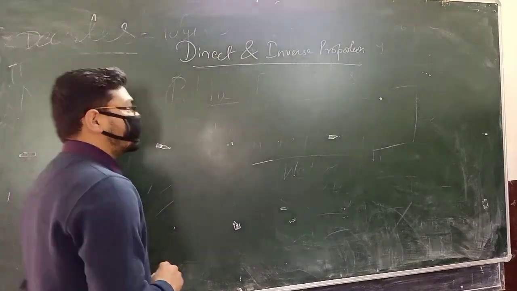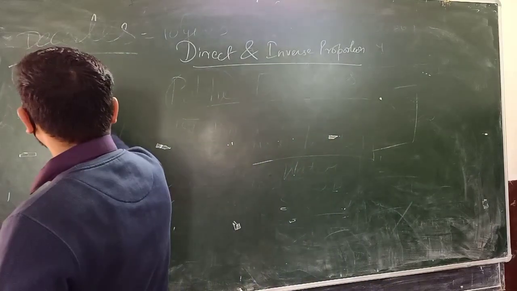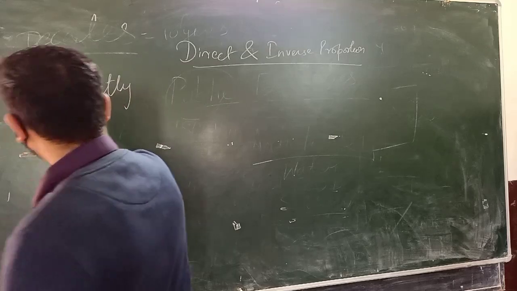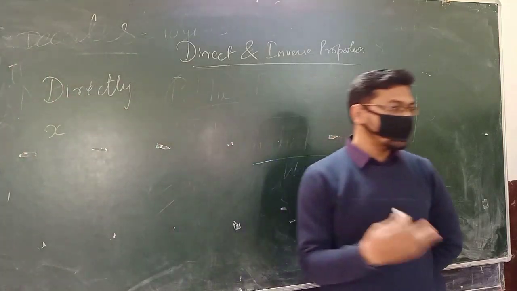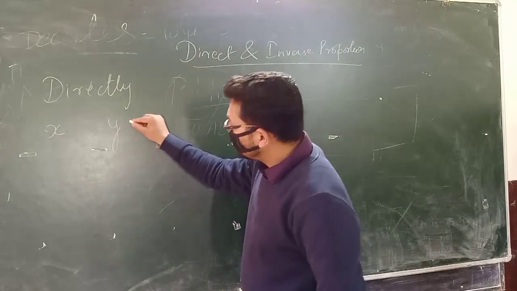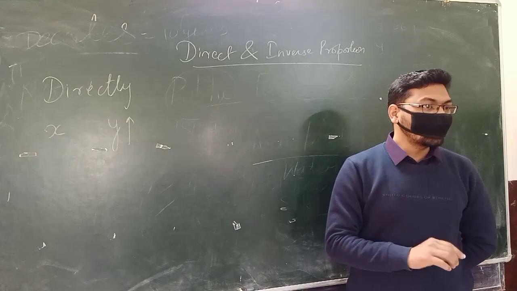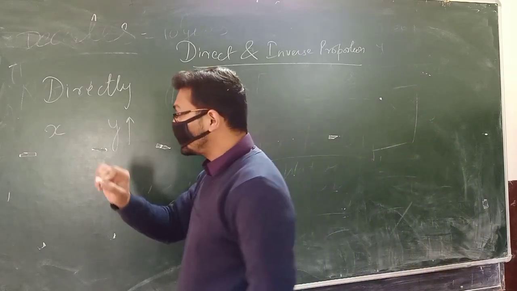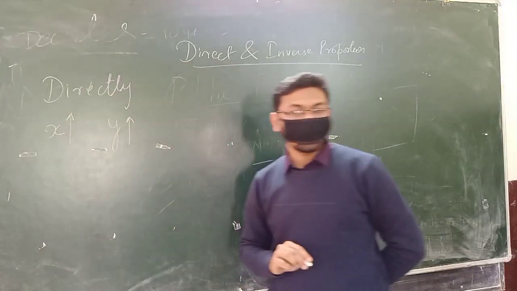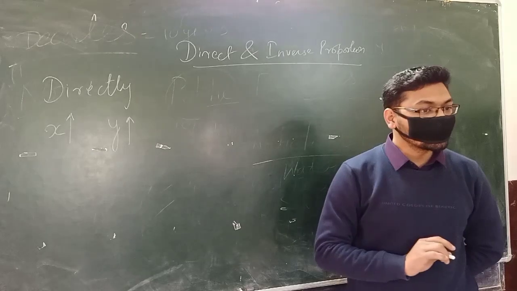So direct and inverse proportion, as you said exactly. If they are directly proportional, let's say there are two quantities, one is x and the other is y. If there is an increment in quantity y, there will be a change or increment in the same proportion in quantity x. Then only can this be said to be in direct proportion.